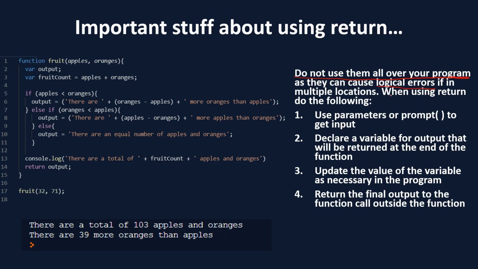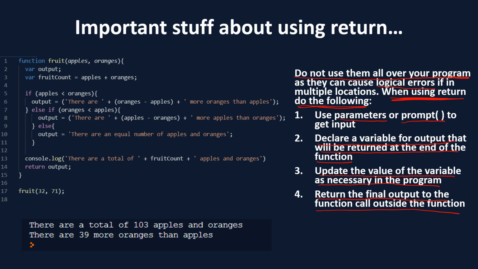Okay, so here's some tips. When using return, do the following. Use parameters or prompt. The prompt is to get the user to say something, to get input. Declare a variable for output that will be returned at the end of the function. And again, try to have just one return statement. Update the value of the variable as necessary in the program. And then return the final output to the function call outside of the function.